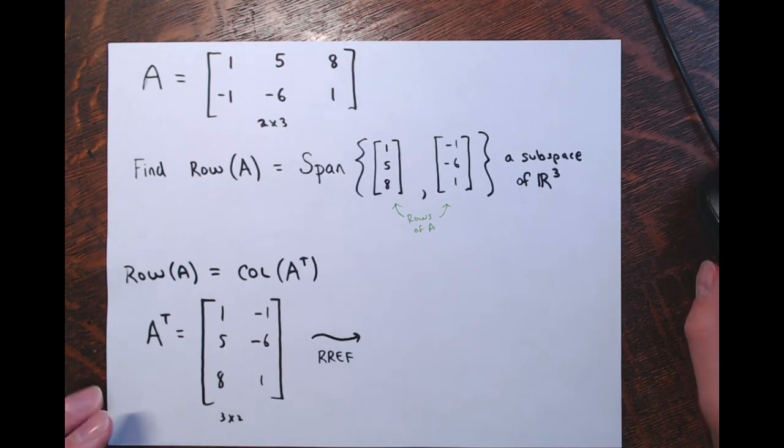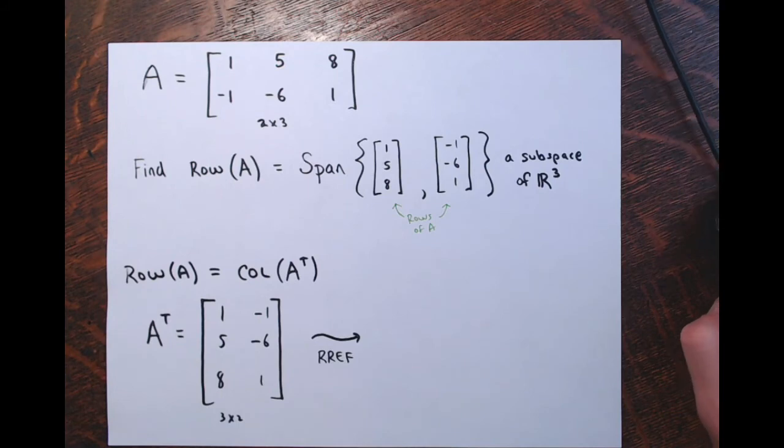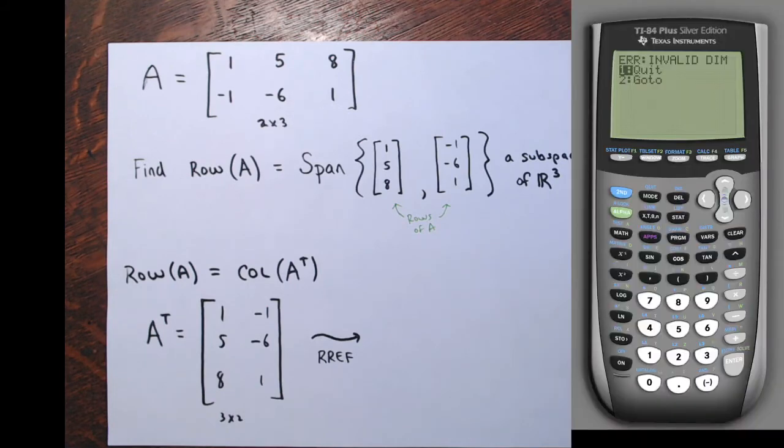Remember on the calculator, when the number of rows is greater than the number of columns, your calculator comes up with an error. If I'm doing a 3 by 2, and go 1, -1, 5, -6, 8, 1. Remember, when the number of rows is greater than the number of columns and you try to go to reduced row echelon form, it comes back with an error saying invalid dimensions.